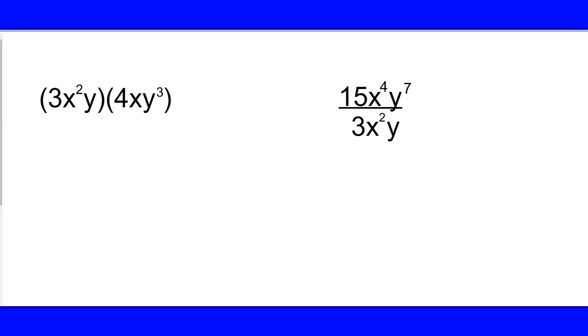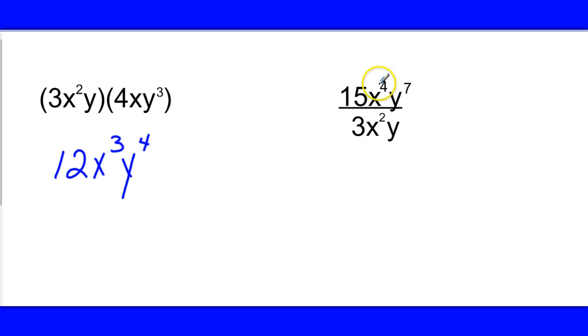Now let's go back and review multiplication and division. So here, if I multiply two terms together, I multiply the coefficients together to get a 12. I multiply the x's together to get x cubed. I multiply the y's together to get y to the 4th. I think you should remember that by now.